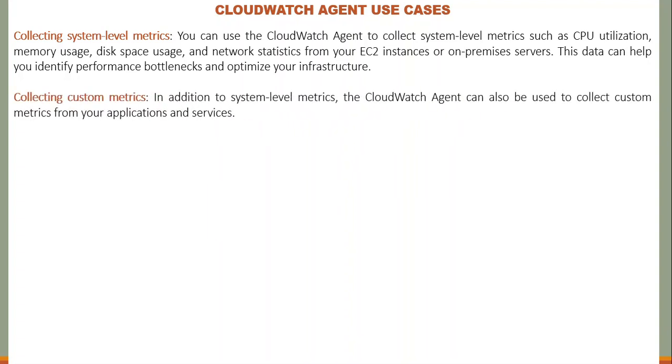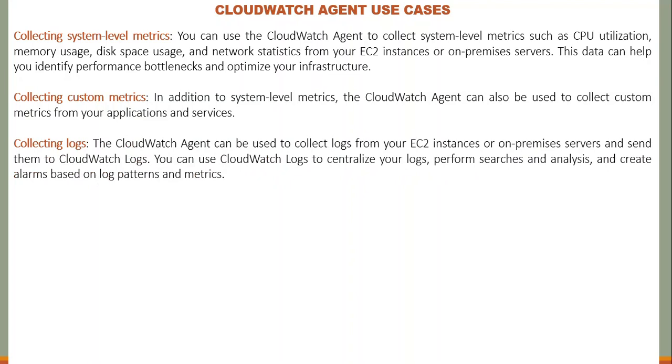The second use case here is collecting custom metrics. In addition to collecting your system-level metrics, you can also use CloudWatch agent to collect custom metrics from your applications and services. The third use case here is collecting logs. The CloudWatch agent can be used to collect logs from your EC2 instances and on-prem servers and send them to CloudWatch Logs. So you can use CloudWatch Logs to centralize your logs, perform searches and analysis, and create alarms based on those log patterns and metrics.